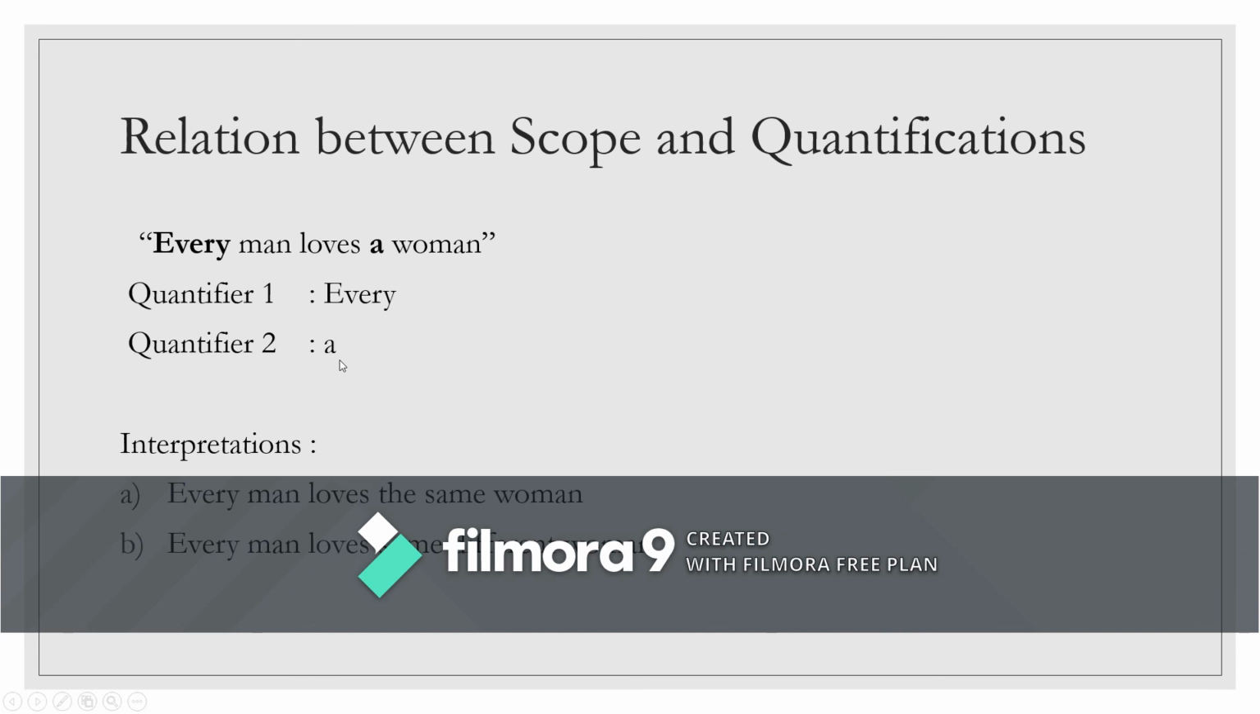The first interpretation says that every man loves the same woman. It means there are some men that love a woman. The woman here is just a woman. But let's take a look at the second interpretation. It says that every man loves some different women. It means that there are some men that love some women. It depends on who they choose to love.